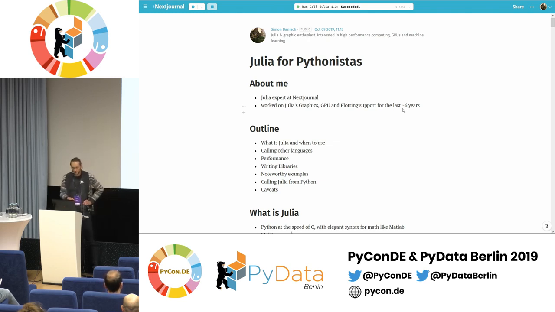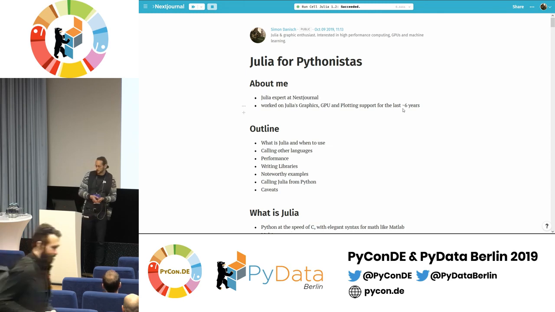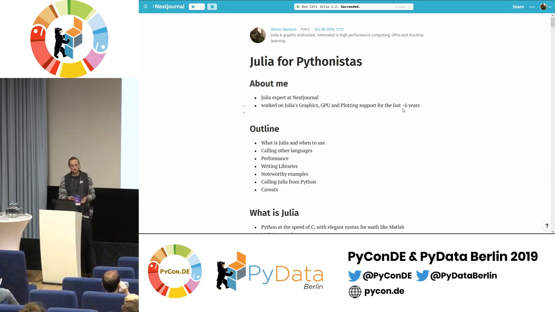Today I will talk about what Julia is and when to use it. I will talk quite a bit about how to call other libraries and a bit about the performance of Julia compared to other languages. I will talk a bit about how to write nice composable libraries in Julia and how it's unique in that regard. And I collected a few noteworthy examples to give you a taste of how Julia looks. And I will finish with a little demo of how you can call Julia from Python and discuss a bit the disadvantages of Julia.